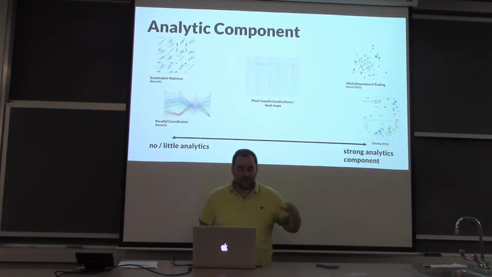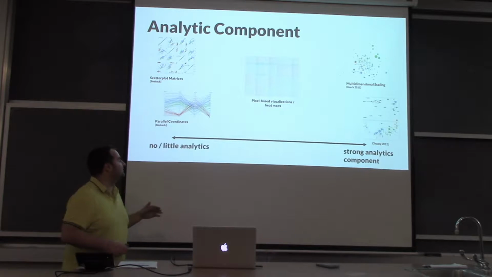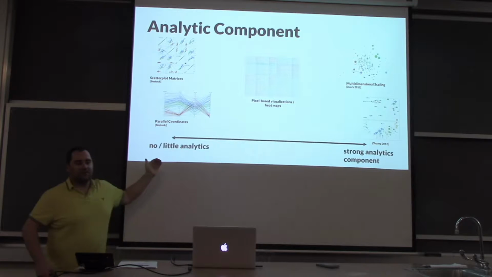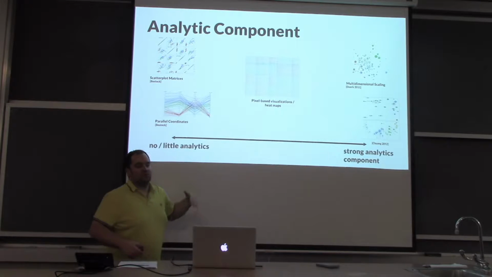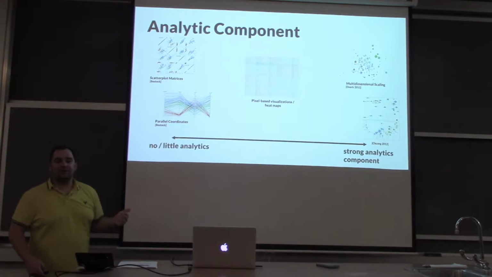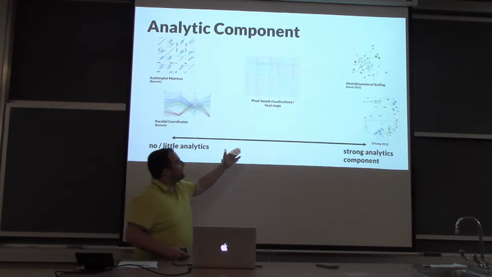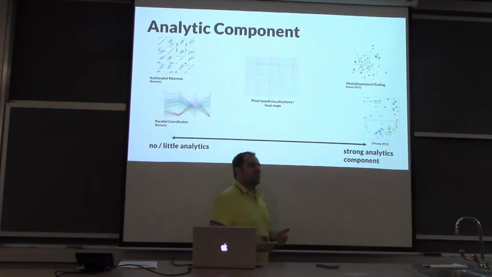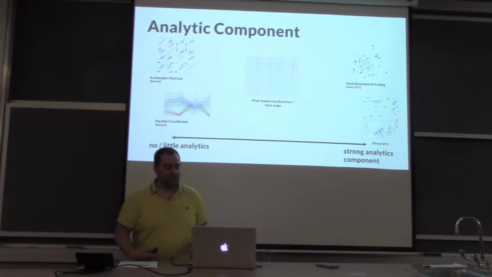I like to classify visualization techniques based on how much of an analytical component you need. There are techniques like scatterplot matrices and parallel coordinates where you don't, strictly speaking, need any analytics. You can just plot the data as they are. You can still use analytics, for example clustering techniques to highlight the colors in the parallel coordinates, but they're strictly speaking not necessary. Then you have pixel-based visualizations and heat maps, which are essentially useless if you don't use smart ordering. Like we've seen in matrices many times, the ordering is important.